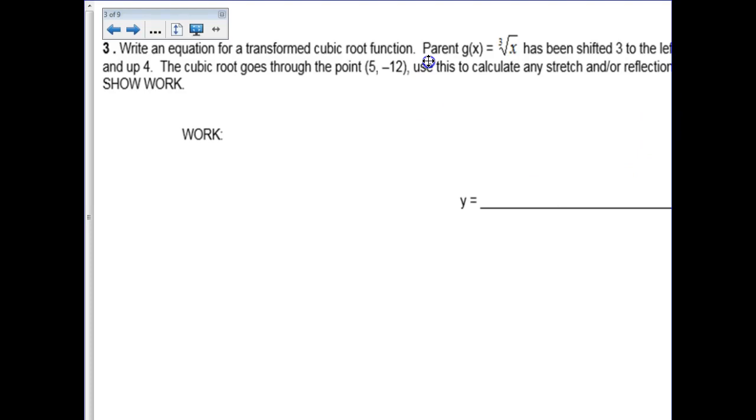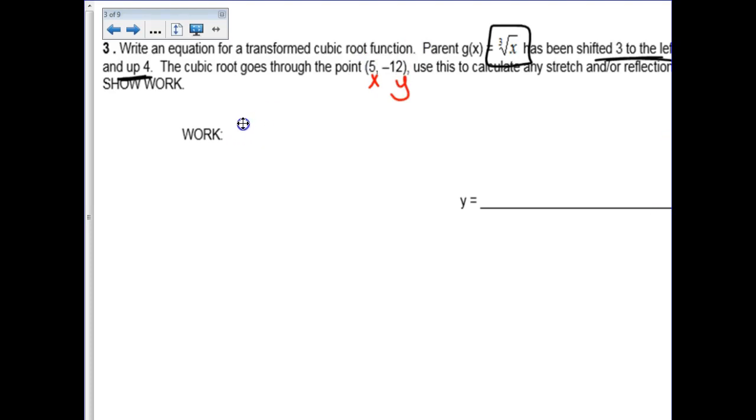But you have to know what to call them, and that's kind of the trick to these questions. Last time we tested this, people were getting real confused with the horizontal components of it. This was also an issue for some kids. We have a cube root function this time, so be careful. It's a cube root function that's been shifted 3 to the left and up 4 units, and then they gave me an ordered pair of 5, -12 that we're going to use.